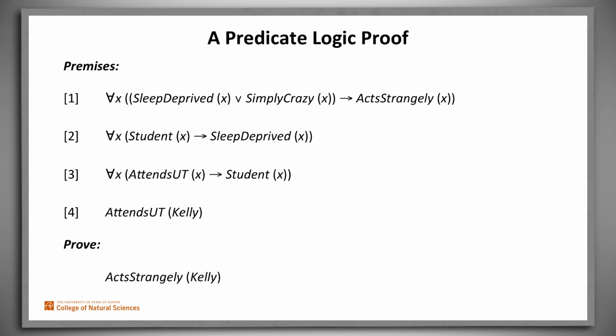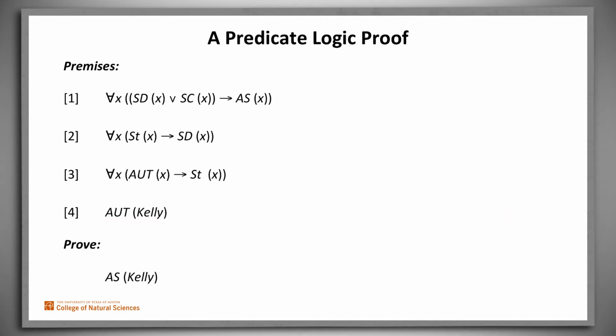We need to start by defining a set of more concise symbols that we can use to encode these claims. So let SD mean sleep-deprived, SC for simply crazy, AS for acts strangely, AUT for attends UT, and ST for student. So now our problem is this. We want to prove AS of Kelly. Let's use StepWise to do that.